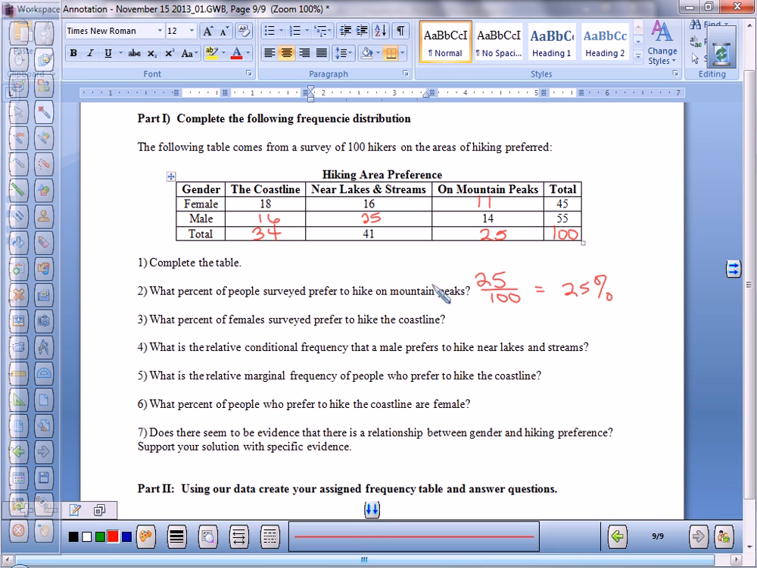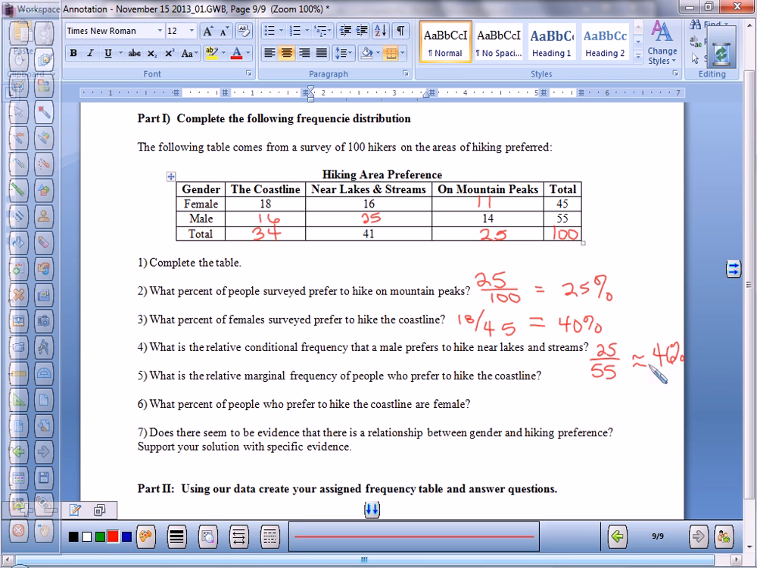All right, number 3. What percent of females surveyed prefer to hike the coastline? Is this conditional? Okay, so we're just looking at females. So it's 18 out of 45, which is approximately 40%. I think it's exactly, actually. It is. Okay. Number 4. What is the relative conditional frequency that a male prefers to hike near lakes and streams? So we're doing 25 out of 55. Very good. Which is approximately 46%? 45.45. Okay. 45%. I'll take it.